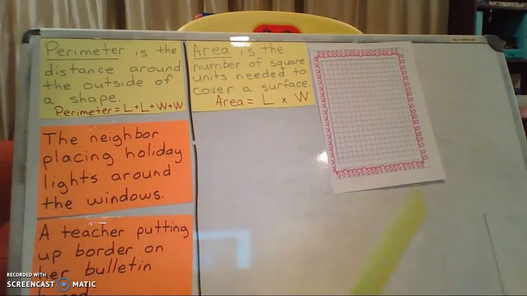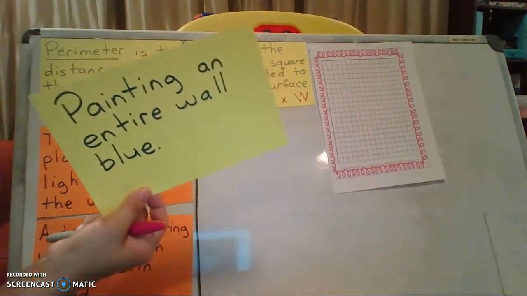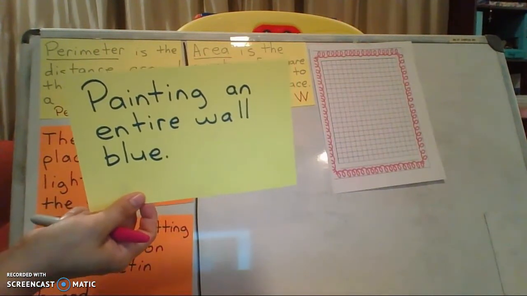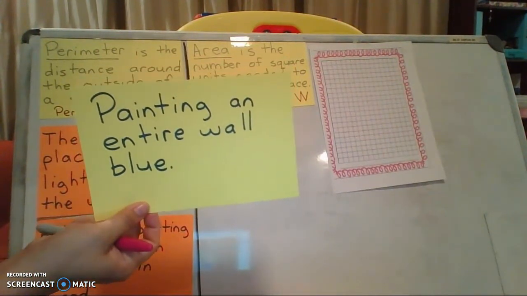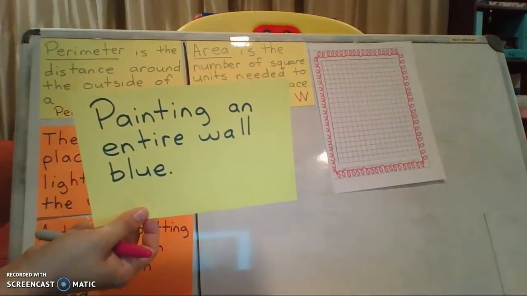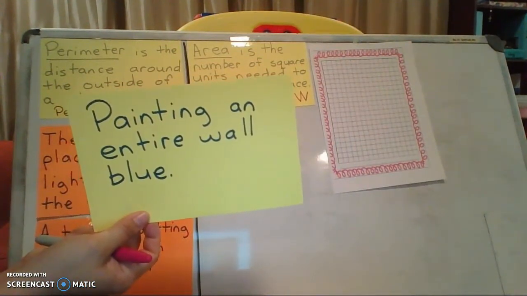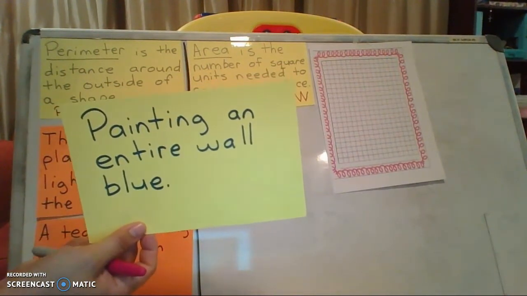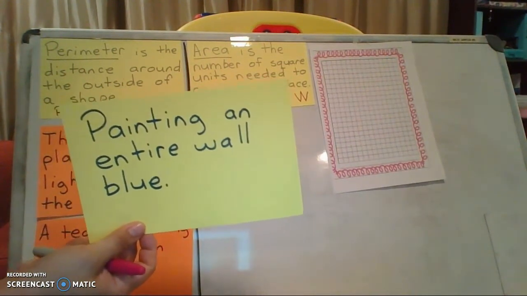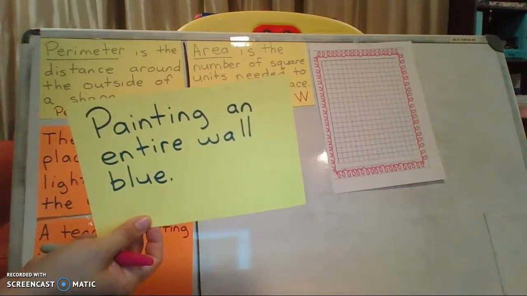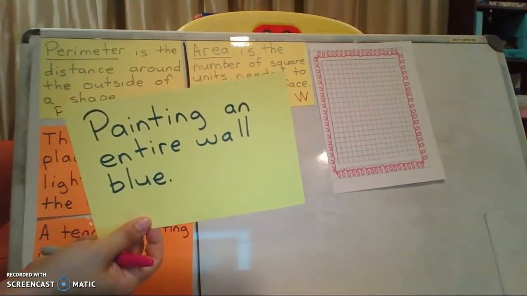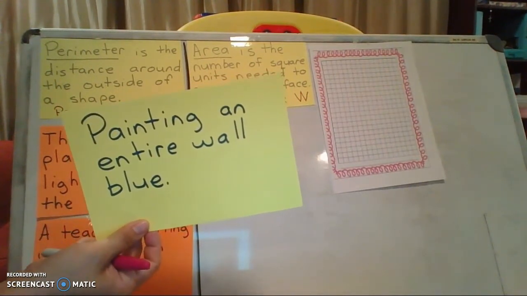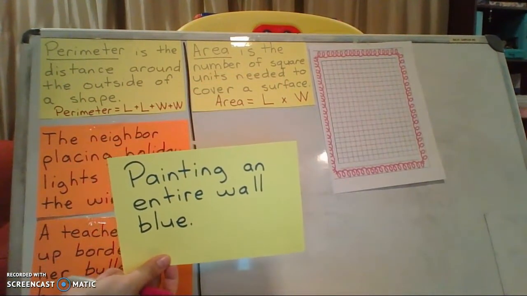What about this one? Painting an entire wall blue. Think about going to Lowe's or Home Depot and you go to buy some paint, a roller, maybe some blue tape, and some plastic covering to protect the floor. You're going to paint an entire wall and you don't want to leave anything white or the former color. Would this be area or perimeter?